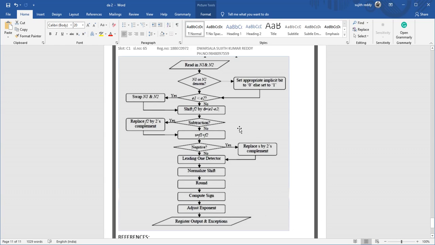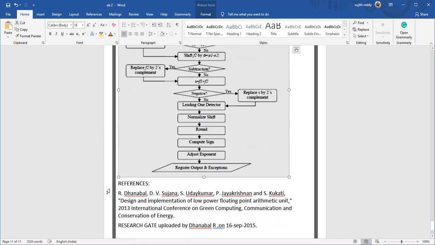The given file you can always download in PNG format. The reference is by R. Dunball, Design and Implementation of Low Power Floating Point Arithmetic Unit, 2013 International Conference on Green Computing, Communication and Conservation of Energy. ResearchGate, uploaded by Dunball R on 16 September 2015.